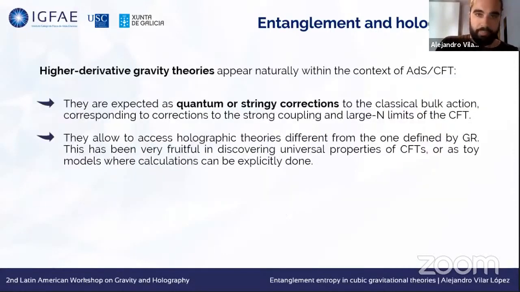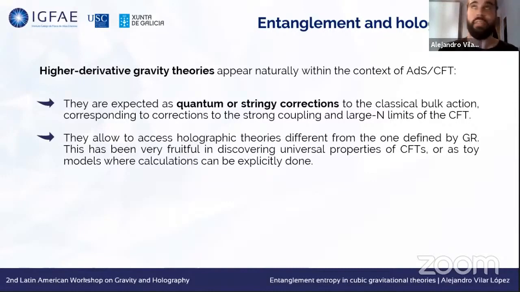As my title says, this will be a talk about cubic theories, so higher derivative gravity theories. Let me remind very briefly why they are important in the context of AdS/CFT. First of all, they are expected as quantum or stringy corrections to the classical bulk action. So in a sense, they correspond to bulk corrections, which give you corrections to the strong coupling and large N limits of the conformal field theory.